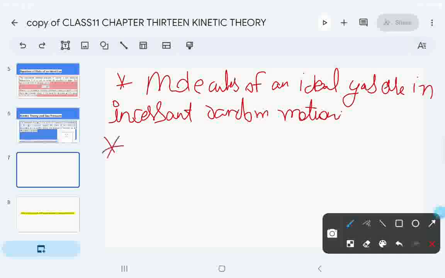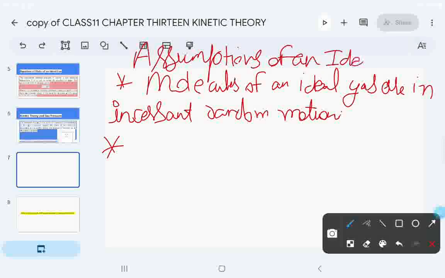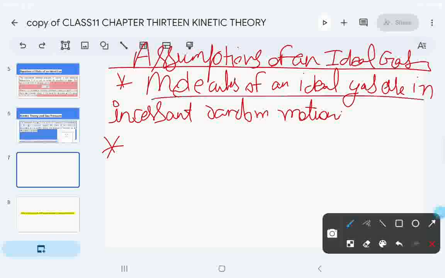This is one assumption, and you have to write a heading, assumptions of an ideal gas. Suppose you have an ideal gas filled in a container, then you assume that all molecules are in random motion. This was given by the scientist Maxwell. So he made some assumptions before going ahead.